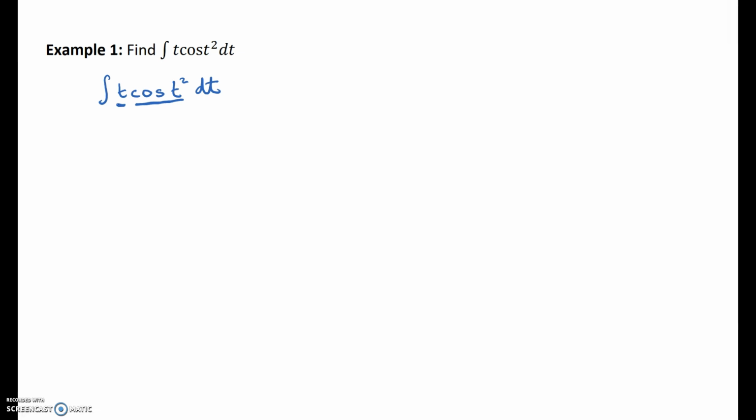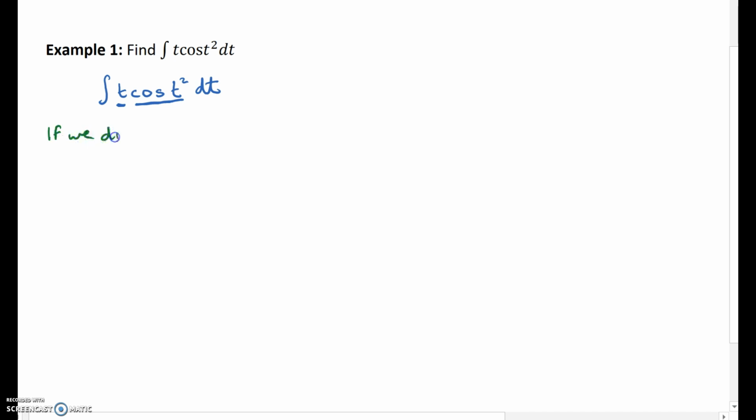And picking out the substitution is important. If we look at this, we'll see that if you pick any part of this, and let's pick t squared. If you differentiate t squared, you'll get t. Okay, you'll get 2t in fact. But that is our clue as to what our substitution should be.